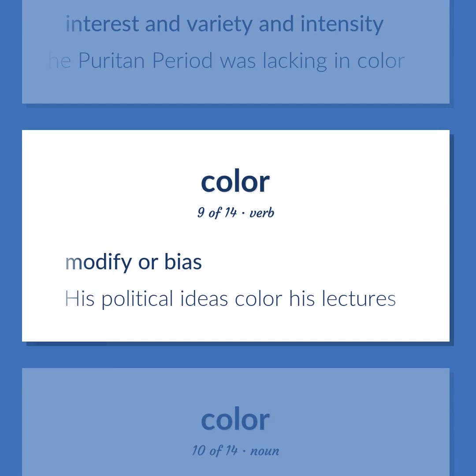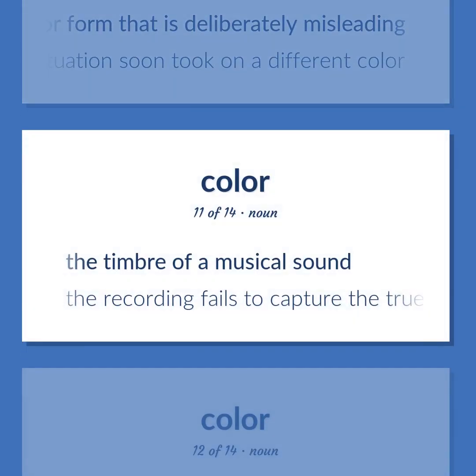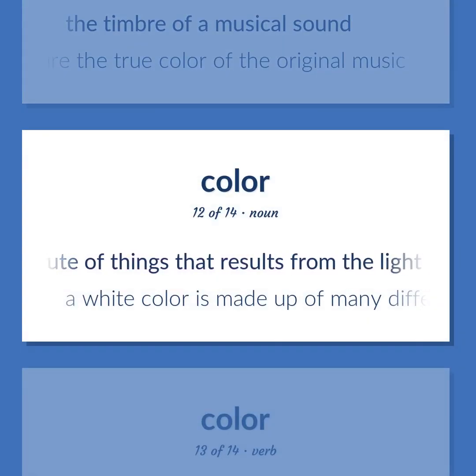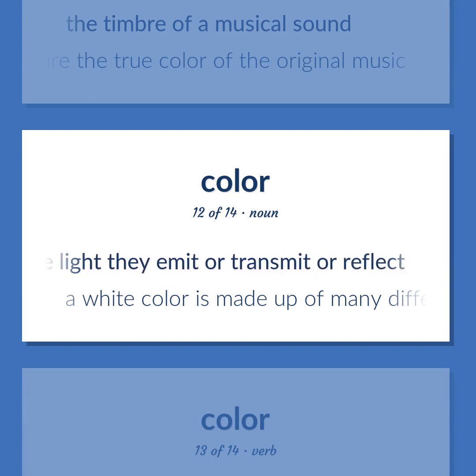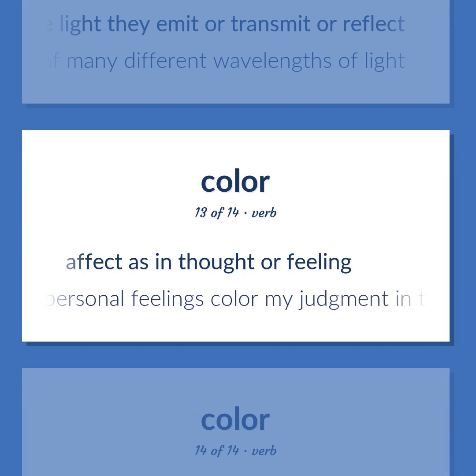Modify or bias. His political ideas color his lectures. An outward or token appearance or form that is deliberately misleading. The situation soon took on a different color. The timbre of a musical sound. The recording fails to capture the true color of the original music. A visual attribute of things that results from the light they emit or transmit or reflect. A white color is made up of many different wavelengths of light. Effect as in thought or feeling. My personal feelings color my judgment in this case.